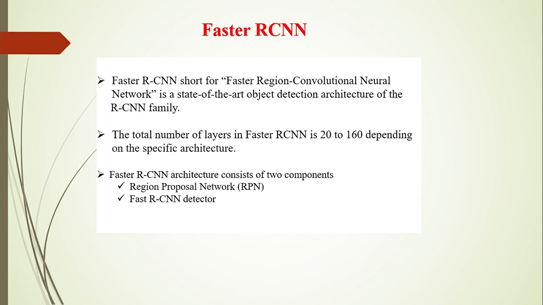The RPN outputs a set of region proposals with associated scores, indicating the likelihood of each region containing an object. These proposals are then used as input for subsequent stages.